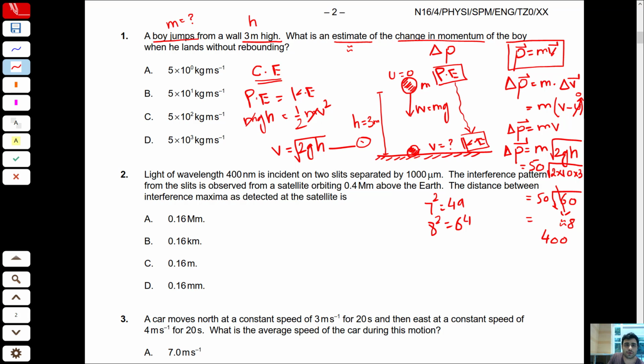So is there any answer that says 400? No, but is there any option that is closest to 400? Yeah, option C.